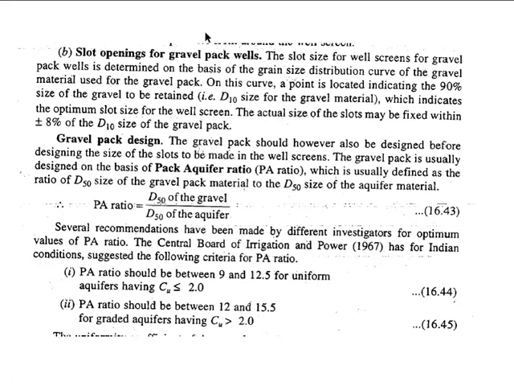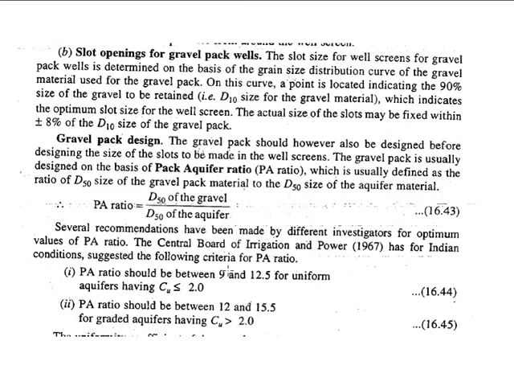Now the next terminology is the pack aquifer ratio, which is defined as the ratio of D50 of the gravel over the D50 of the aquifer. Depending upon the P by A ratio, there are certain recommendations made by the Central Board of Irrigation and Power, which say that if its value is between 9 and 12.5, then we have Cu less than or equal to 2, and if it is between 12 and 15.5, then Cu is 2.